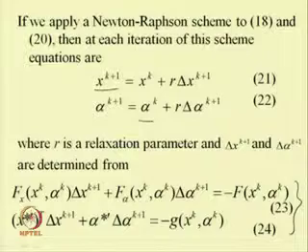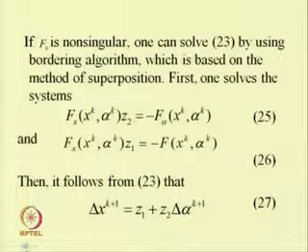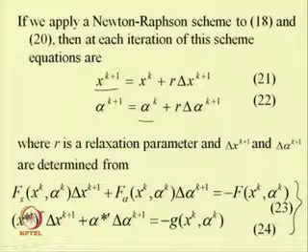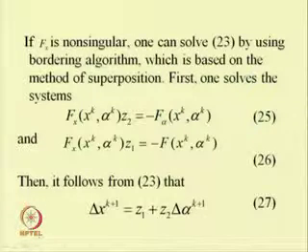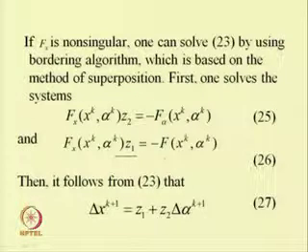So, these equations are obtained from the Newton-Raphson method. If f_x is non-singular, one can solve equation 23 by using this bordering algorithm, which is based on the method of superposition. First one solves the system f_x(x_k, alpha_k) z_2 = -f_alpha(x_k, alpha_k) and f_x(x_k, alpha_k) z_1 = -f(x_k, alpha_k).